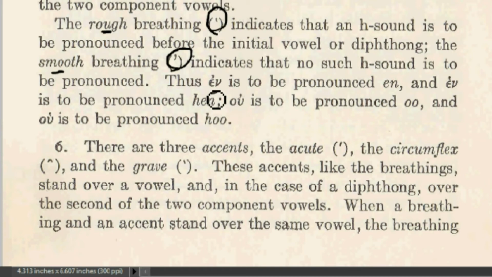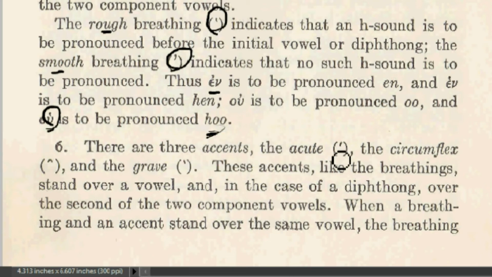So for example, this word would be pronounced N. However, if you have a rough breathing at the beginning, such as you find here, then it is as if you put an H at the beginning of the word, so it's pronounced with an H sound. So this particular diphthong would be pronounced "who," with an H sound at the beginning.